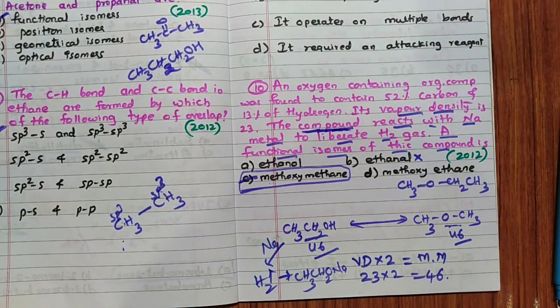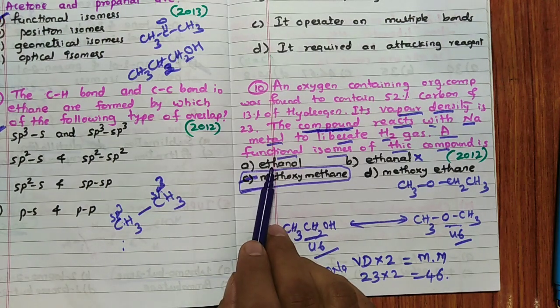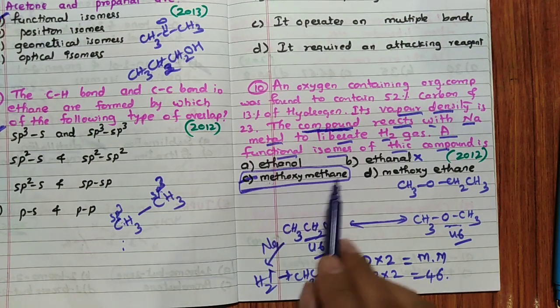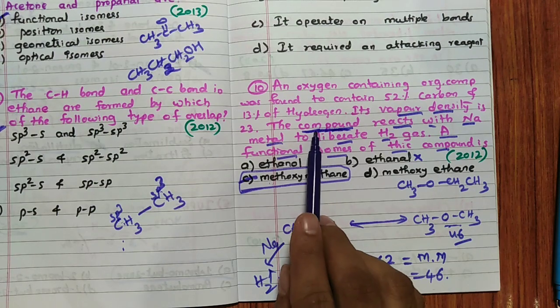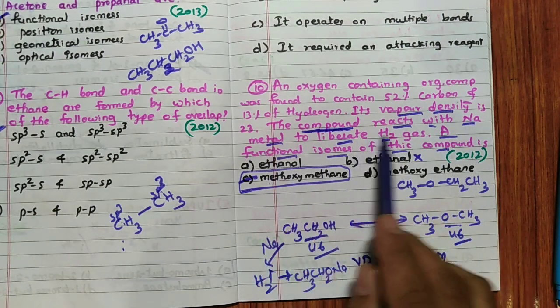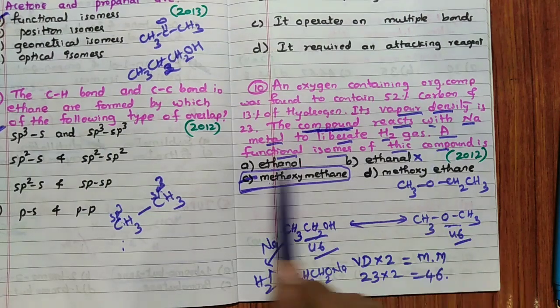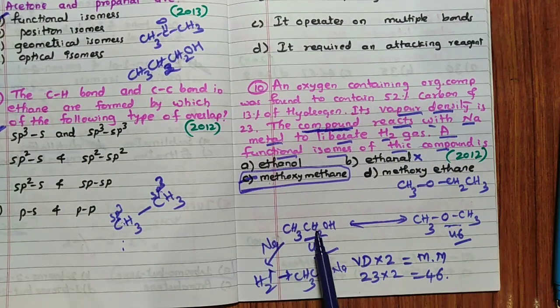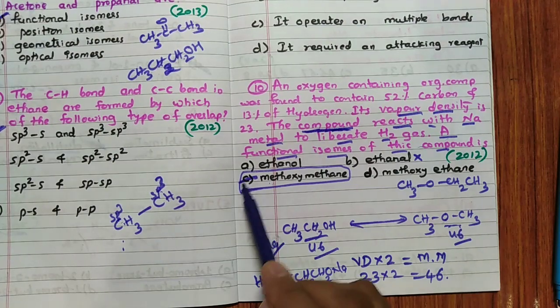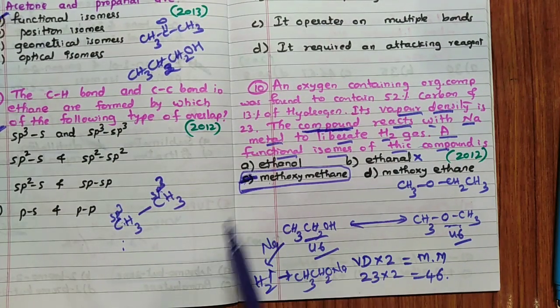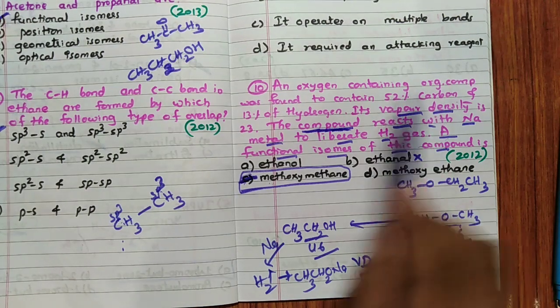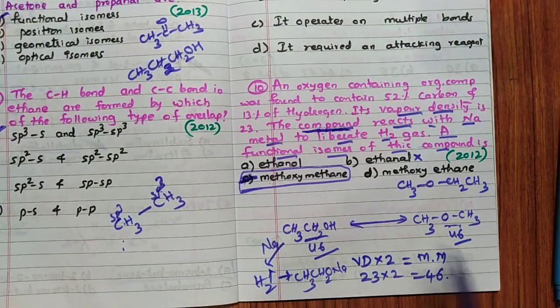Some of you will know how to solve this, but you will select the answer ethanol. But the answer is methoxymethane. Read the question carefully. The compound that reacts with sodium metal to liberate hydrogen gas is definitely ethanol. But what they are asking is the functional isomer of this compound, ethanol. That is methoxymethane. So the answer is C here. Very, very important point. You can ask, sir, then why is 52% carbon, 13% hydrogen given, if this was the shortcut?